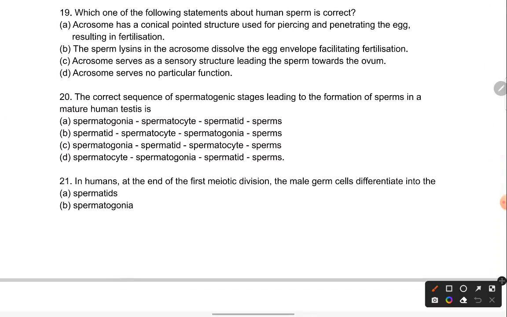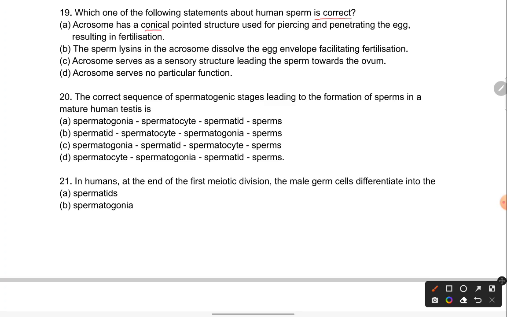Question number 19. Which one of the following statements about human sperm is correct? Here we have to find out the correct statement. A. Acrosome has a conical pointed structure used for piercing and penetrating the egg, resulting in fertilization.